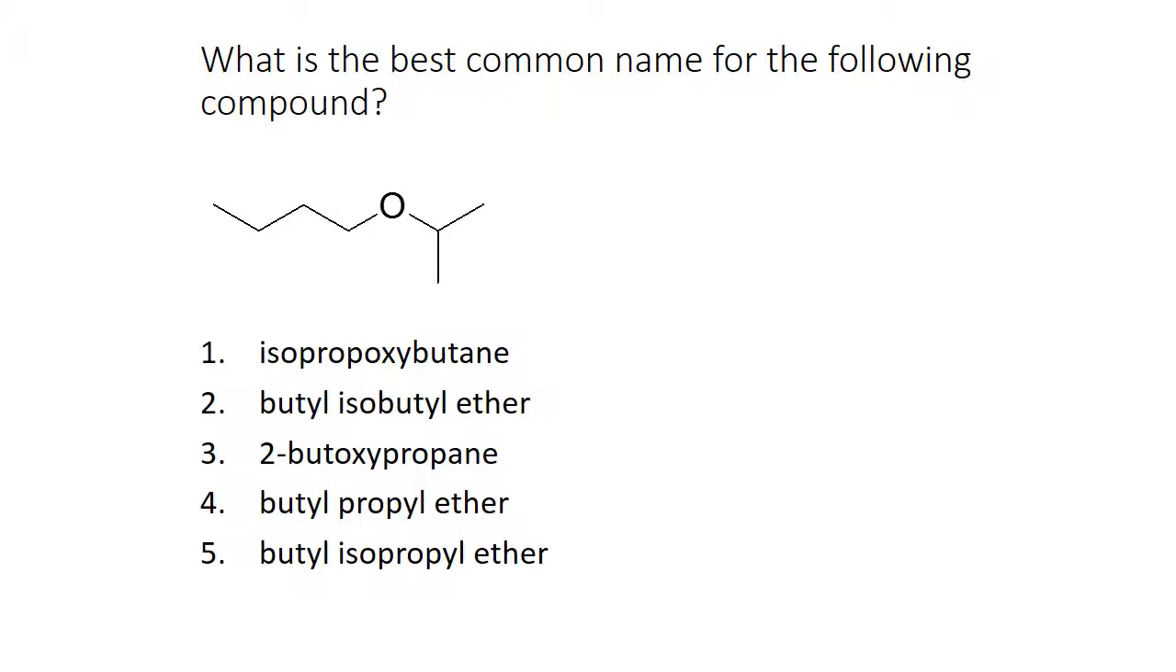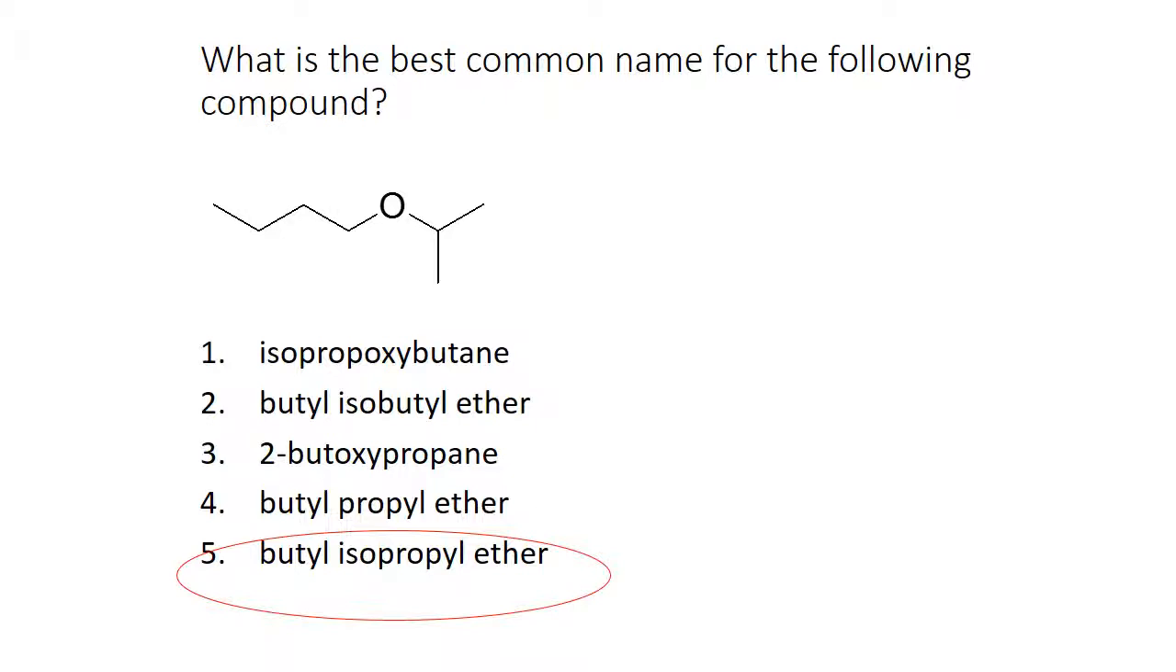Okay, the best common name would be to find the groups that are on there. What groups are on here? We have an isopropyl group and we have a butyl group. We put them in alphabetical order, and so they become a butyl isopropyl ether.